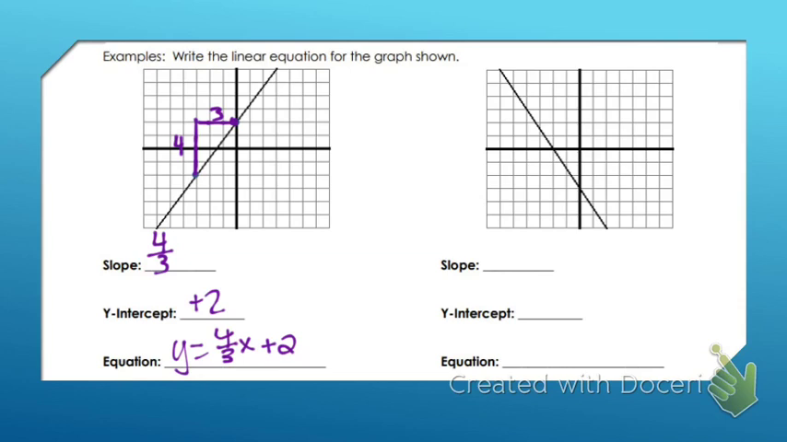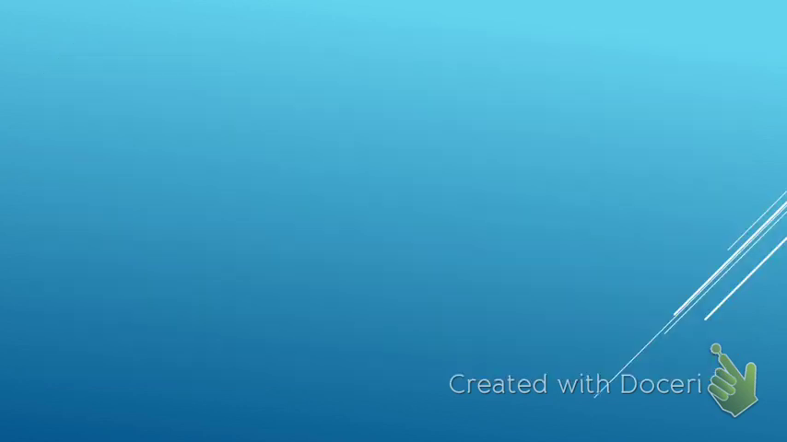So our last one, our y-intercept is at -3. Or you could have gone to any point. But because this line is going down, we need to make sure it has a negative rate of change, a negative slope. So we're going down 1, 2, 3, so -3, and over 2. So -3/2. So my equation is y equals -3/2 x minus 3. And there you have it.